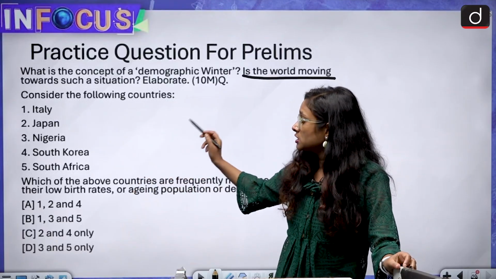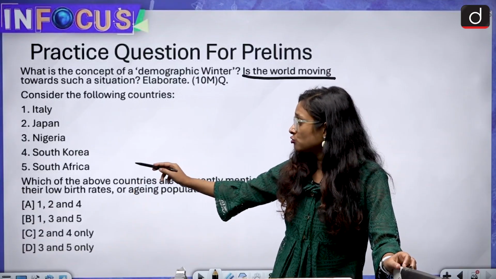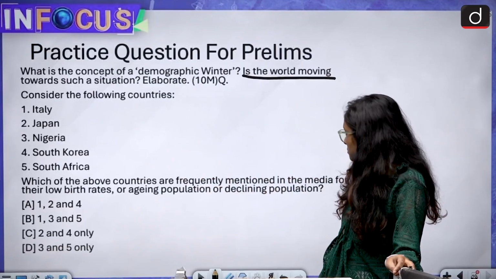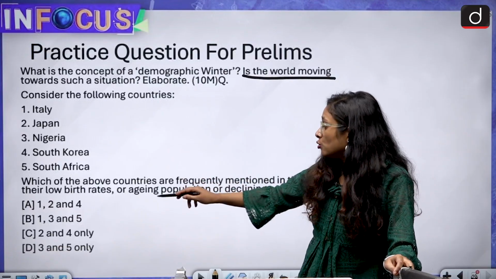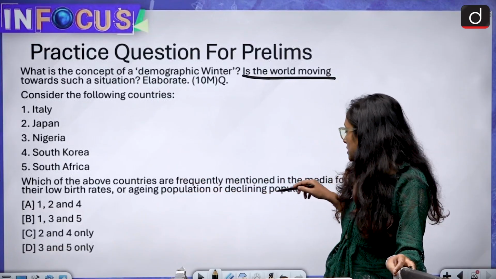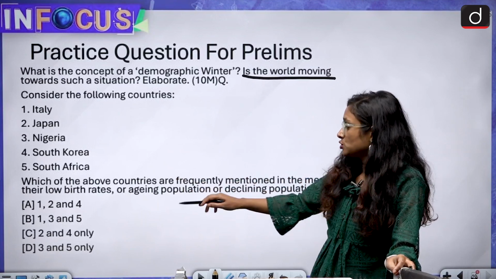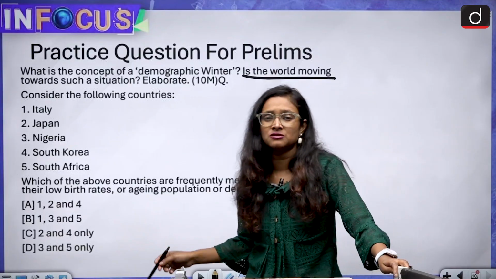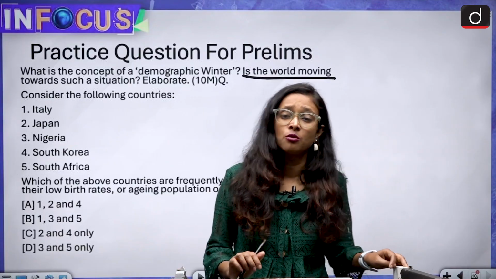Now we are going to discuss the practice question for prelims. Consider the following countries: Italy, Japan, Nigeria, South Korea, South Africa. Which of the above countries are frequently mentioned in the media for their low birth rates or aging population or declining population? 1, 2 and 4; 1, 3 and 5; 2 and 4 only; 3 and 5 only. So this is a very easy one. You can easily answer in the comment section.